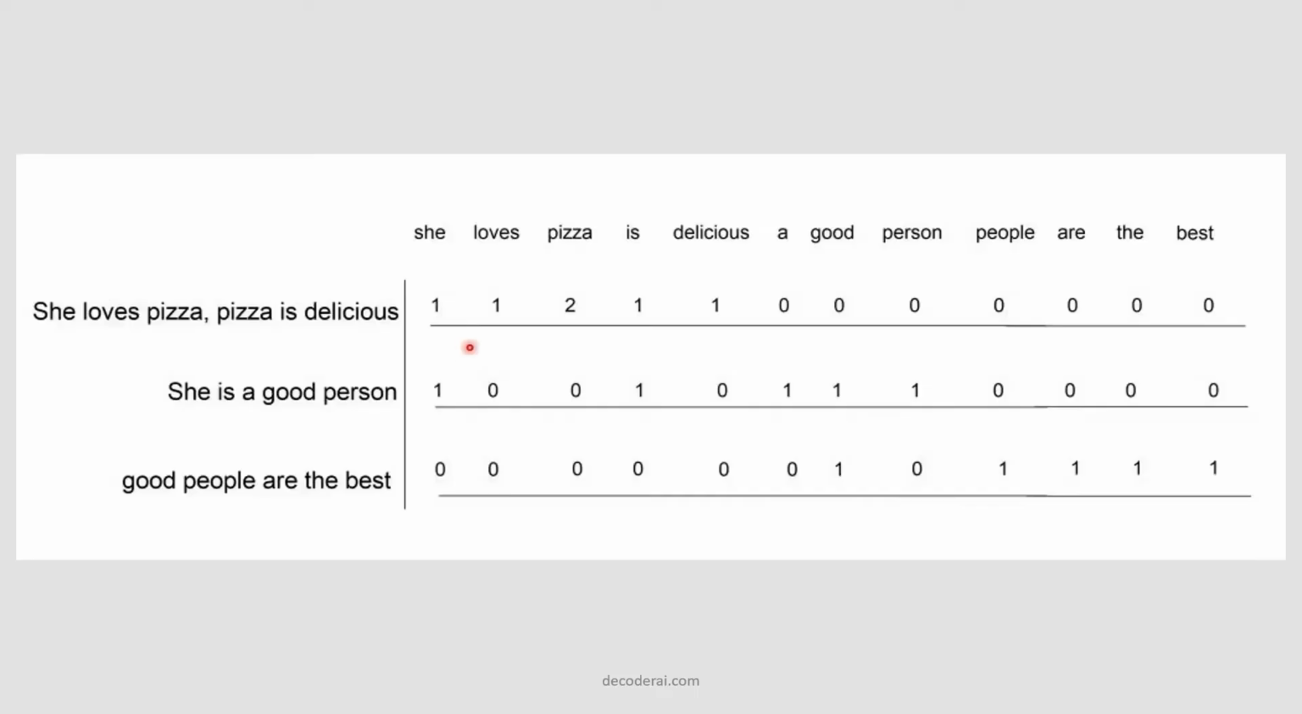Let's explain the bag of words technique. Bag of words is a technique used to transform those sentences and words into a numerical representation. Those numbers represent the occurrences of those words within those sentences. For example, the word she occurs one time in the first sentence, one time in the second sentence, and 0 times in the last sentence. The same rule goes for the other words.